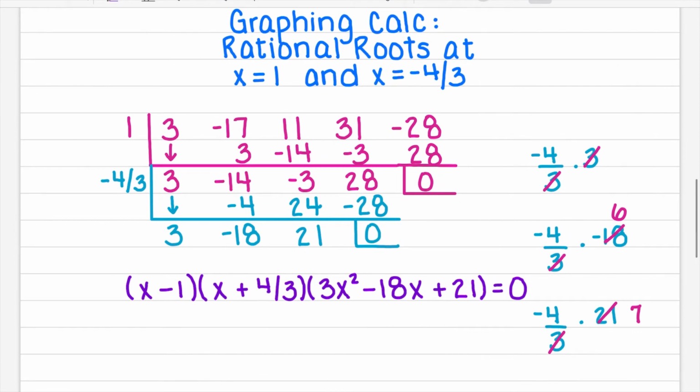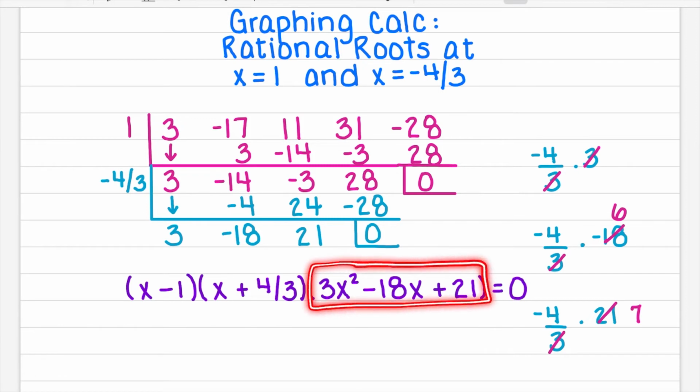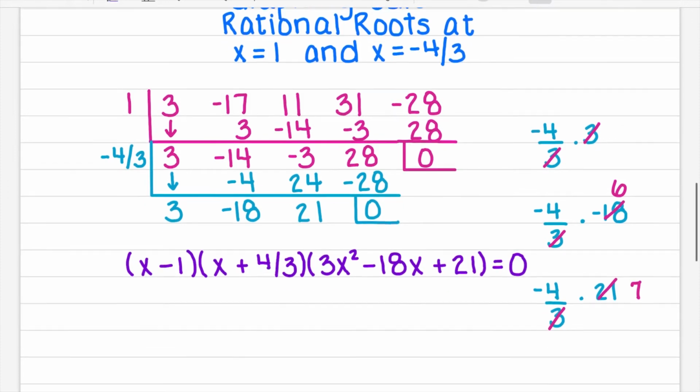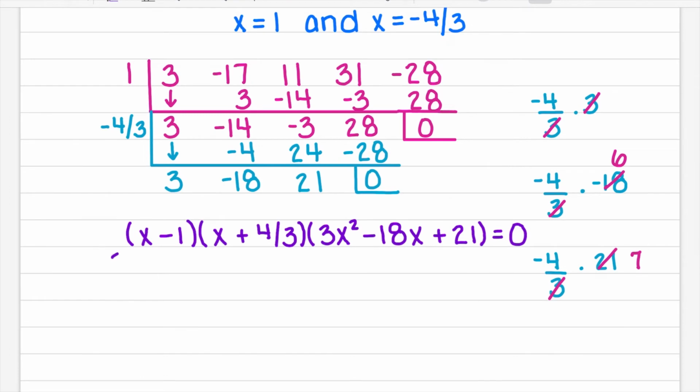You'll notice, and this is something that you should look for, that in this last factor, there is a GCF of 3. So I recommend factoring that out to make it easier to solve. So when I factor it out, I'm just going to put the 3 in the front.